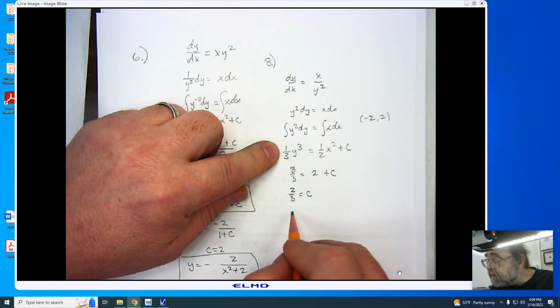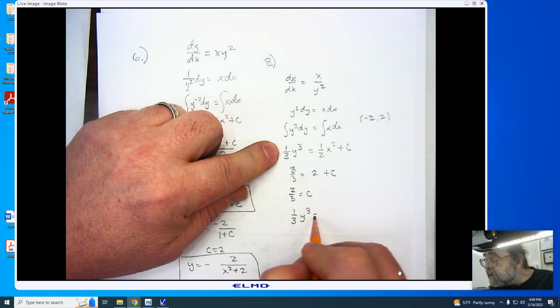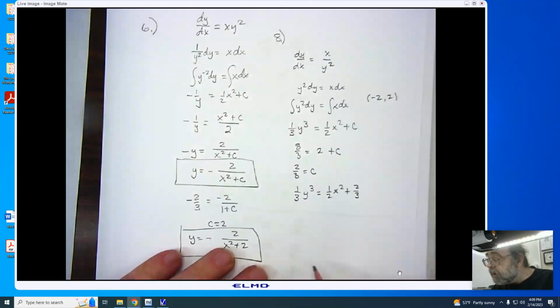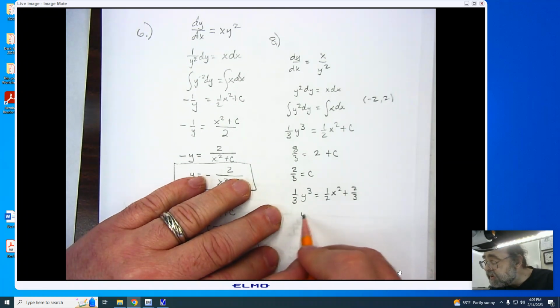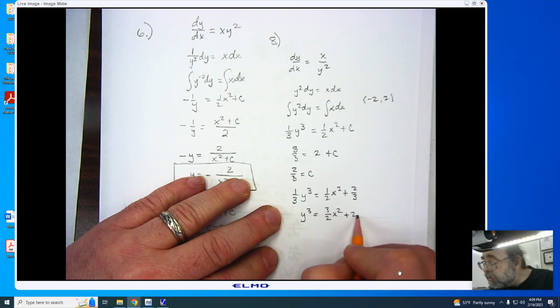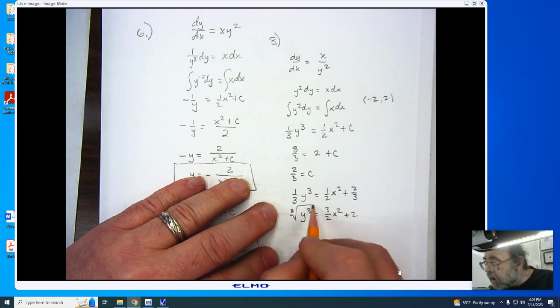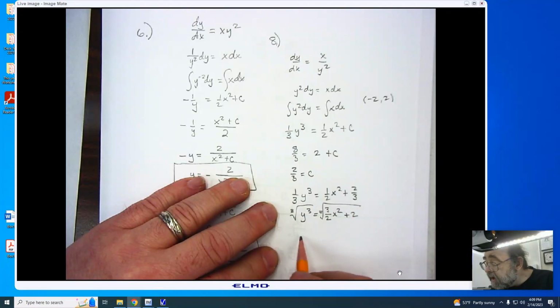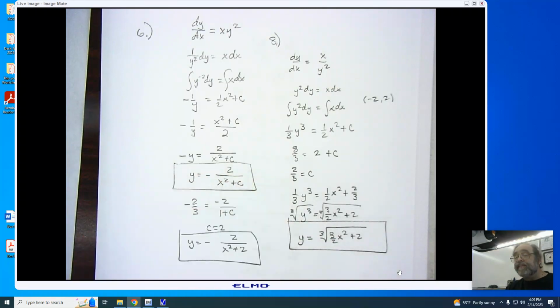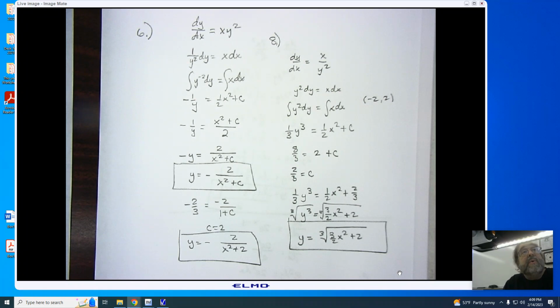I'm going to put that right back in so that 1/3 y cubed is equal to 1/2 x squared plus 2/3. I'm going to multiply by the 3 on both sides so that y cubed equals 3/2 x squared plus 2. And then I'm going to take the cube root on both sides. This gives me y equal to the cube root of 3/2 x squared plus 2. And that's my answer. Alrighty, so that's my classwork, the evens that I said I would do, and I hope this has helped.